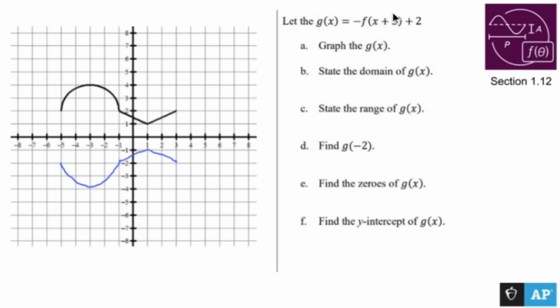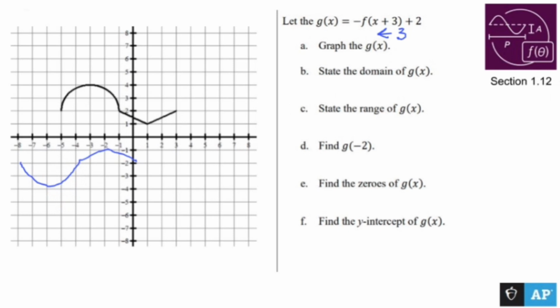Plus 3 inside the f of x means we move to the left 3, also known as a horizontal translation of negative 3. The reason why I wanted to draw this so accurately in one step is so I could do that here. Move over 1, move over 2, move over 3. There we go. Okay? Still looks pretty decent. I'll probably have to outline it when I'm done, but that's all right.